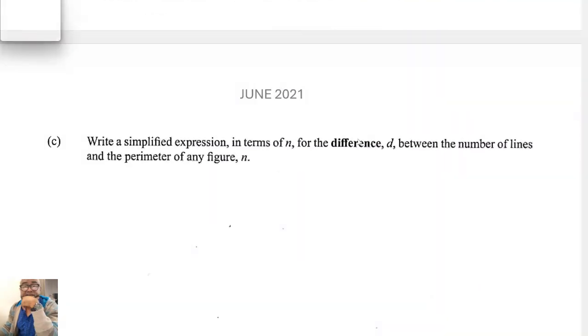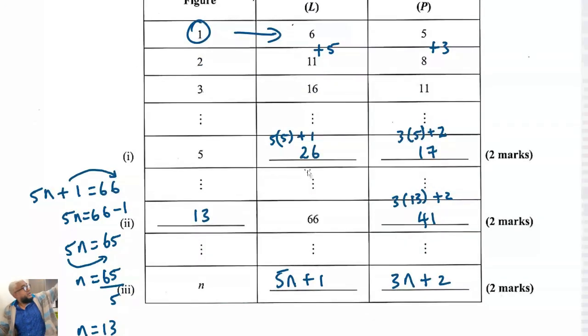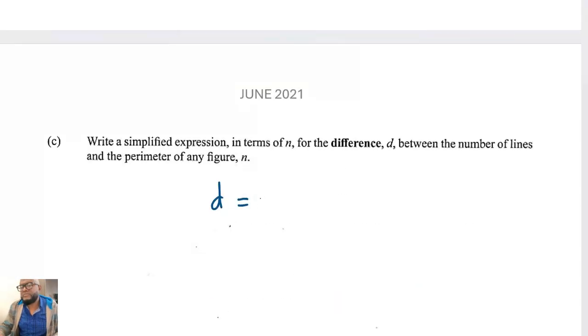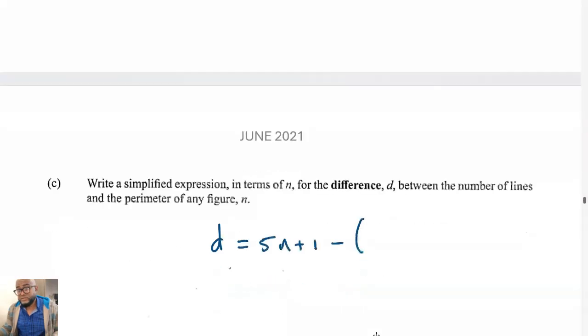So the difference between the number of lines and the perimeter of any figure n, they said call it d. So what's the expression for the number of lines? At the bottom there. 5n plus 1. Difference means to do what? Minus. 5n plus 1 minus, and whatever comes in here now comes in a bracket. So what would the perimeter be represented by? 3n plus 2. But we're subtracting that in brackets.